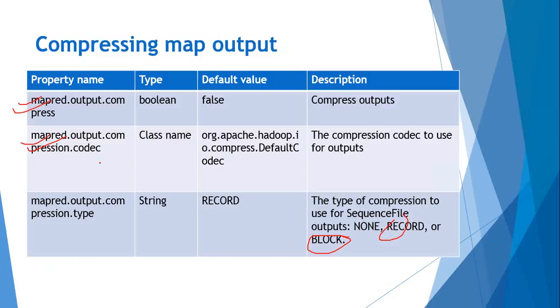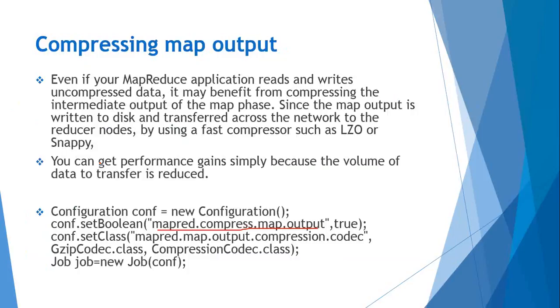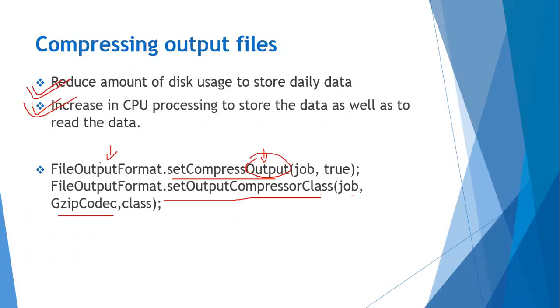But which codecs to use? Let's look into those things. Before I move into the codec part, anything on the configuration, or how to enable compression, or how to use compression at different layers? It's pretty simple. All you have to do is just configuration.set parameter, or you can directly use something like file output format or input format.